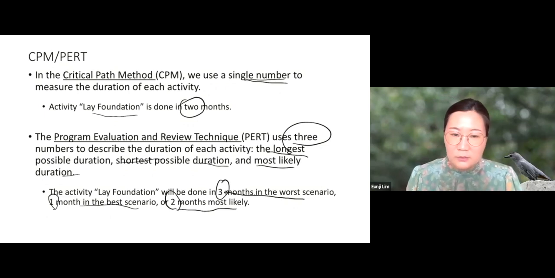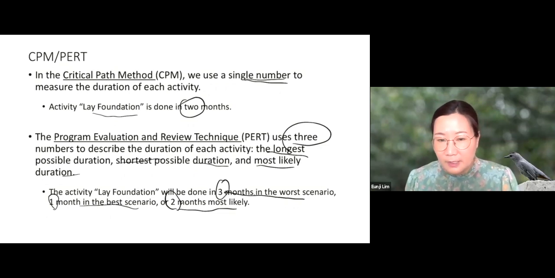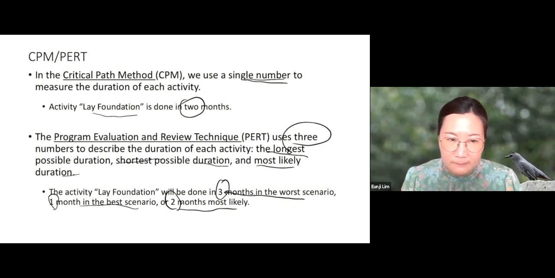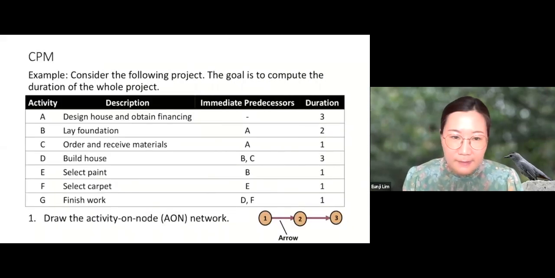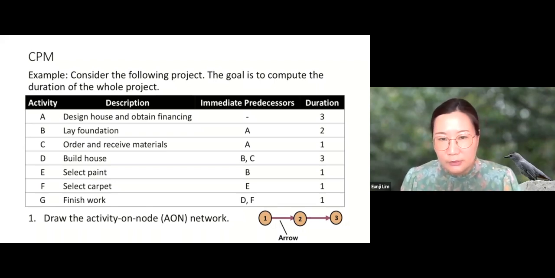So in this part, we're going to talk about the critical path method, and we'll talk about how to compute the duration of the entire project using the critical path method. Let's take an example. Consider the following project. The goal is to compute the duration of the whole project. In this example, we want to build a house, and there are 7 activities that need to be completed. And our goal is to find the duration of the whole project.